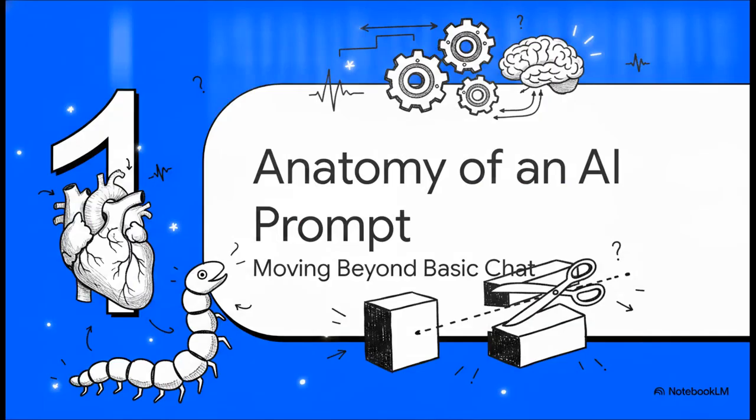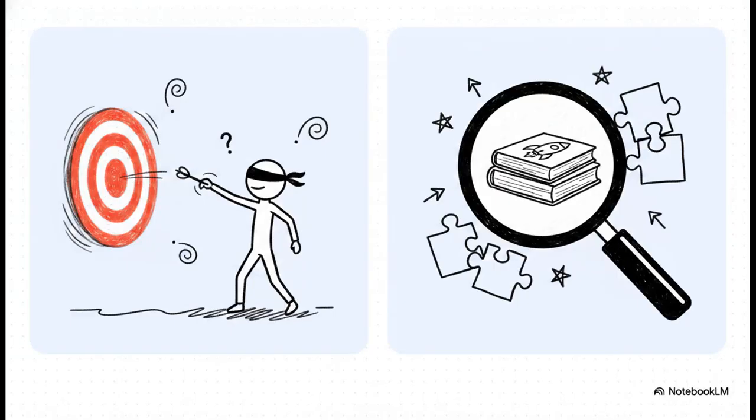Section 1. Anatomy of an AI prompt. Moving beyond basic chat. We're going to start treating a prompt like a living organism that we need to dissect before we can assemble the perfect request. Take a look at a basic, vague prompt like, "Tell me 5 good books to read." The AI literally has to guess your genre and format. It's essentially throwing darts in the dark.